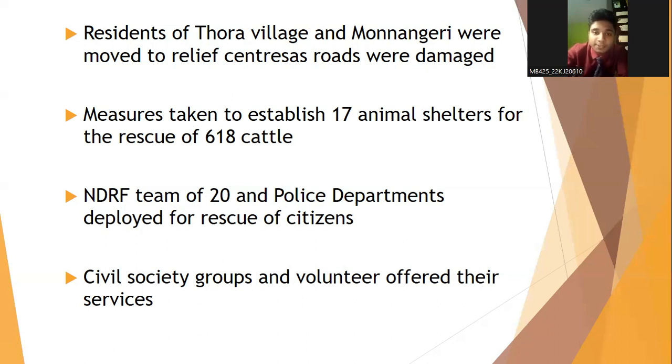And after this, the NDRF, or the National Disaster Rescue Force team of 20, and the police departments were deployed for rescue of citizens. These were the predominant forces of the government that were helping citizens move to safer areas. We also had civil society groups and volunteers among the people itself that offered their assistance and services to aid people that were stuck in the landslide. Next slide, please.